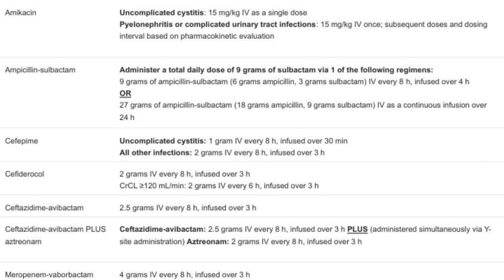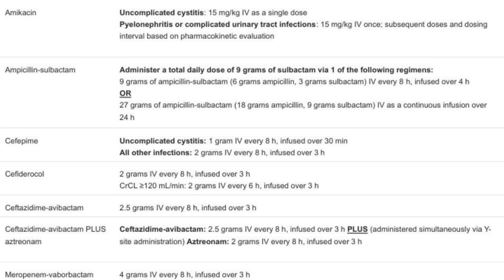Let's go over some key antimicrobial dosing strategies for various infections. Starting with amikacin, for uncomplicated cystitis, a single IV dose of 15 mg per kilogram is generally sufficient. However, for pyelonephritis or more complicated urinary tract infections, the dose remains 15 mg per kilogram IV once, but subsequent doses and intervals should be guided by pharmacokinetic evaluation to optimize efficacy and minimize toxicity.